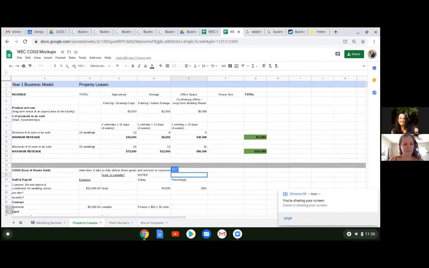If you can see, it might be a little bit small, but up here I'm starting to think about different styles. So I thought agricultural uses, storage uses, office, and forest. Okay, cool. That's just helpful, starting to think through these. But I'm a little lost. Maybe this is where some of the market research will be helpful.